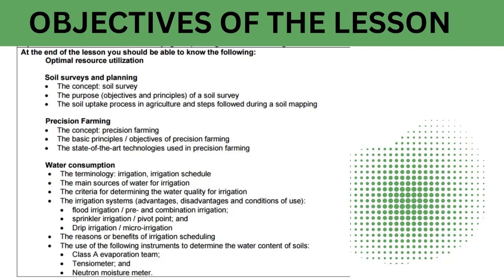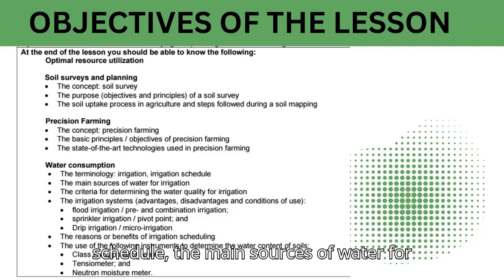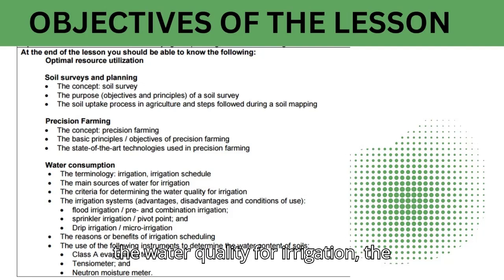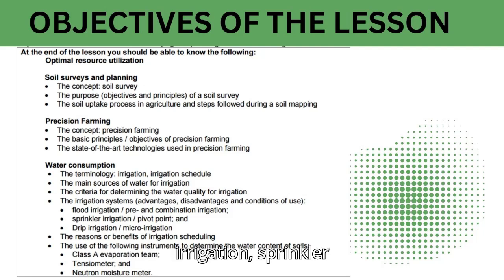Water consumption. The terminology: irrigation, irrigation schedule. The main sources of water for irrigation. The criteria for determining the water quality for irrigation. The irrigation systems, advantages, disadvantages and conditions of use. Flood irrigation, furrow and combination irrigation.